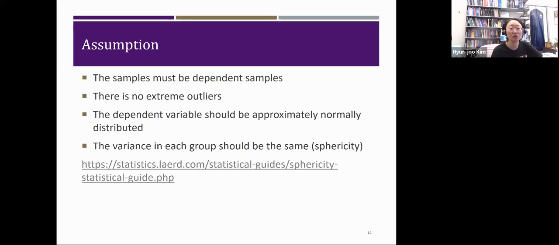We need to check if there is an outlier, extreme outlier, and decide what to do with it. The dependent variable should be approximately normal. The variance in each group should be approximately the same, which is called the sphericity assumption. For more detailed information, you can read the following website. For the next couple of slides, we'll talk about how to check if these assumptions are met for the heart rate data.